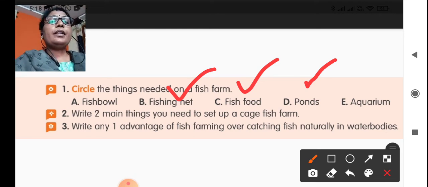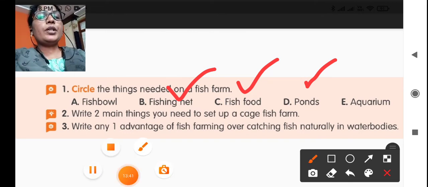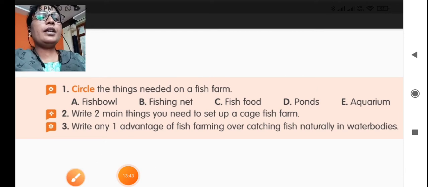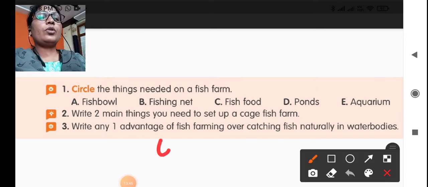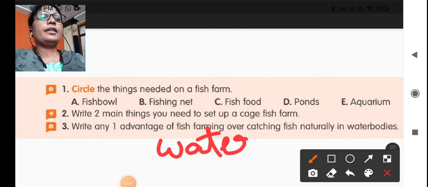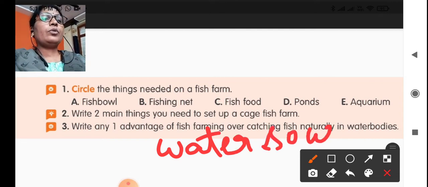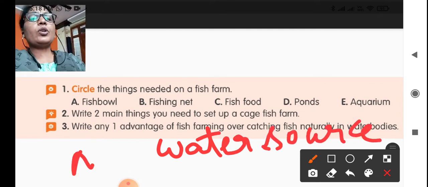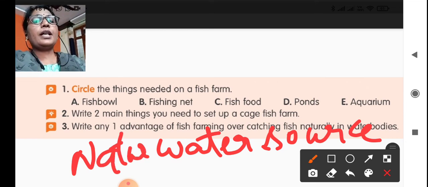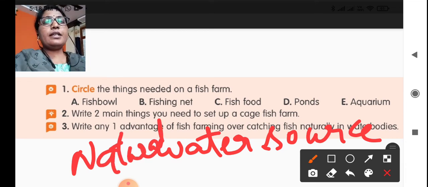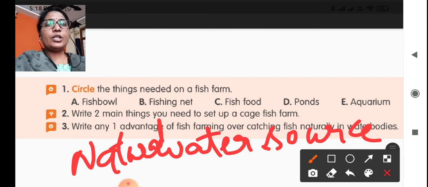Right, two main things you need to set up a cage fish farm. When we need to set up a cage farm, we need a water body. First, a water source is required, a natural water source. A sea, a river, or any natural water source is required to set up a cage farm.